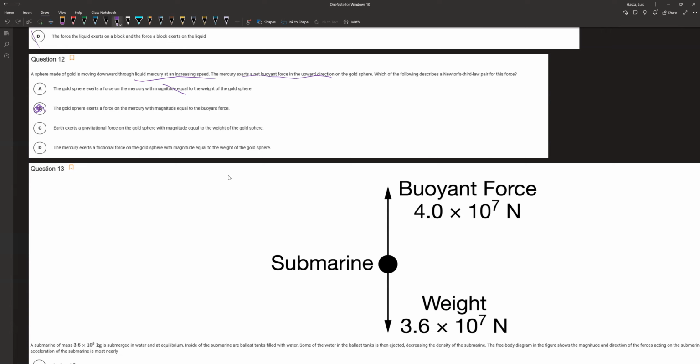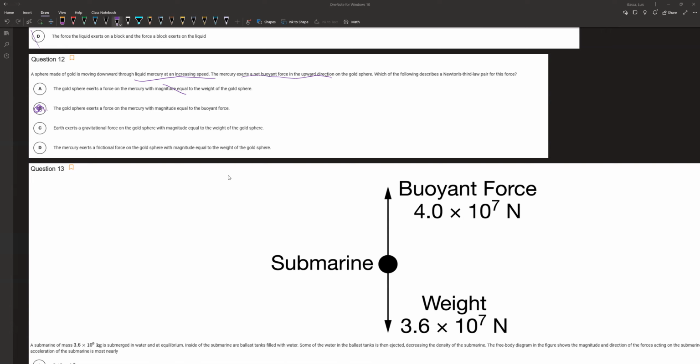If we look at the explanations on the College Board, for C, they say the weight of the sphere is the gravitational force exerted on it. So this statement is saying something is equal to itself. And while it is true, it is not a third law action reaction pair.